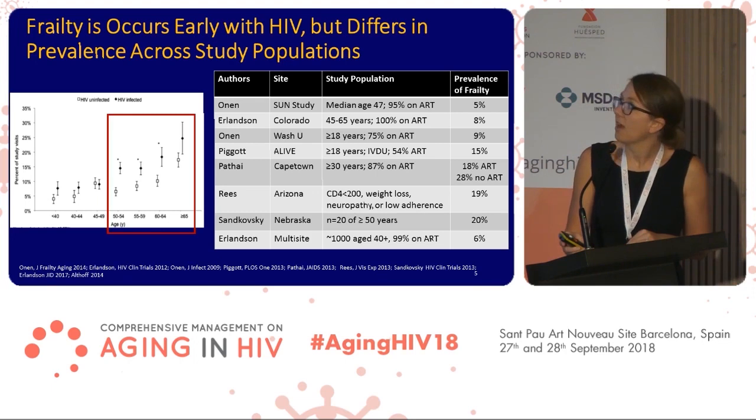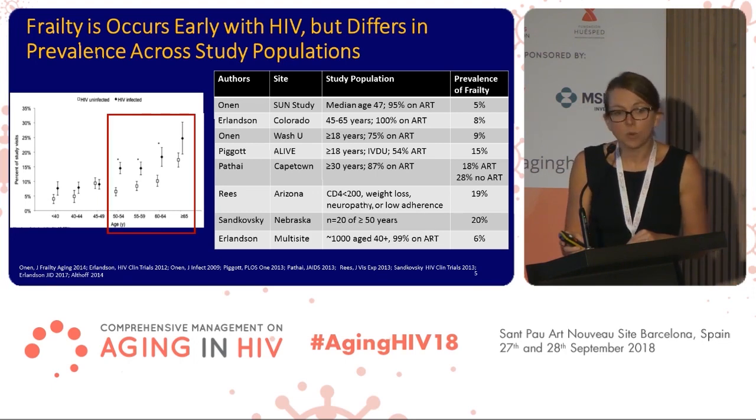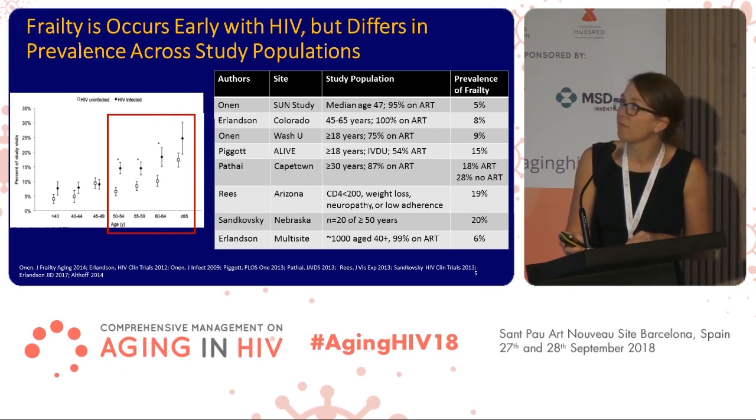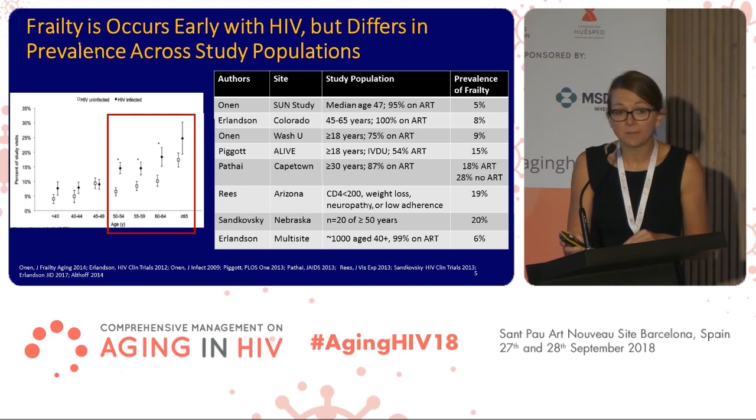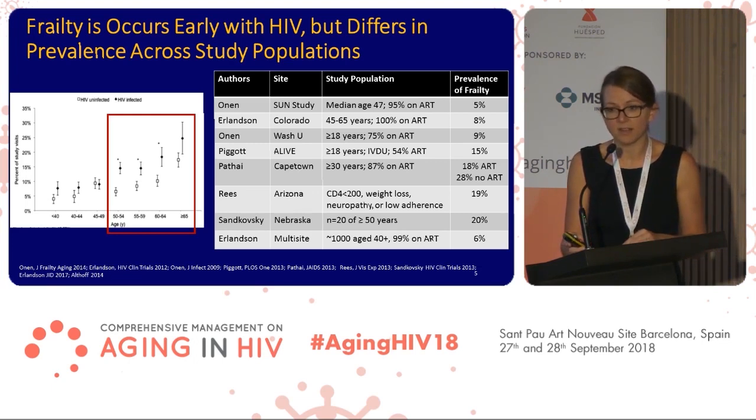And the occurrence of frailty tends to vary quite a bit based on the different study population. Several studies have looked at it, and the prevalence of frailty ranges anywhere from about 5% to about 28%. That tends to be most dependent on if someone's on antiretroviral therapy, how old they are, and other characteristics of the cohort.